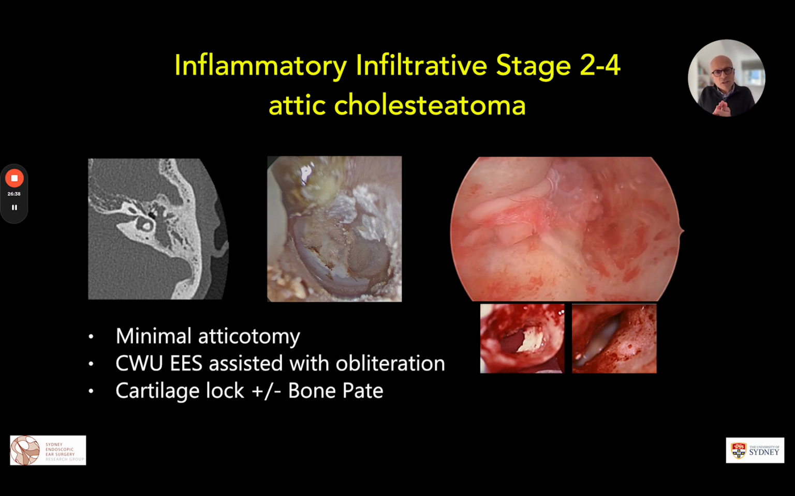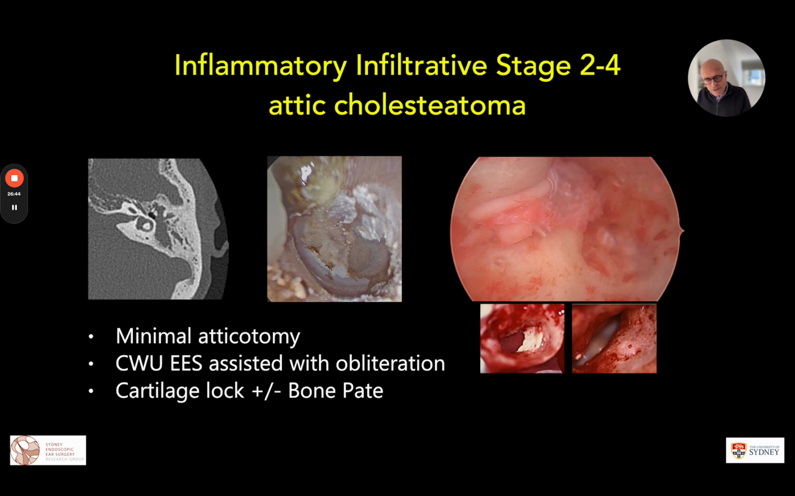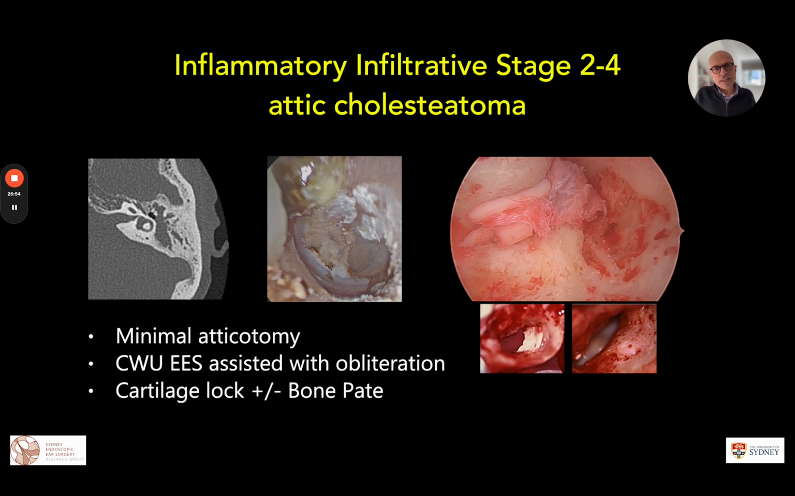And any reconstruction you do, try and use the cartilage lock here and bone pate. So in other words, with aggressive disease, minimal atticotomy, and try and come from behind to try and prevent any residual recurrence. And then you decide whether you want to do obliteration or not. But I personally have moved to an obliteration in these patients.